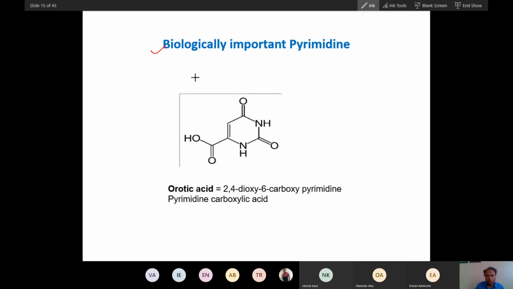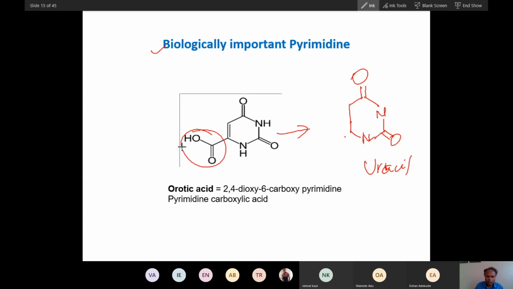Let's see biological now. This is orotic acid. This orotic acid is a very important pyrimidine. So what happens in orotic acid is, if you can see, orotic acid is very similar to uracil. To this uracil, if you add one carboxy group like here, this carboxy, this becomes orotic acid. So actually what happens is, in our body, uracil is synthesized from orotic acid through a decarboxylation reaction.